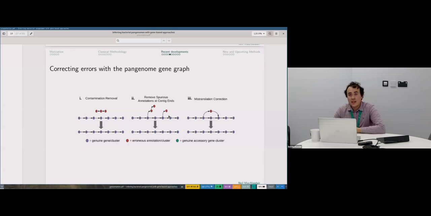For the error correction, one of the easiest things to look for is contaminant sequences, because these will often be isolated on the gene graph. They don't connect to anything. They'll be found in a single isolate, and they're like their own subgraph, distant from the rest of the isolates, with no connections in nucleotide sequence. So we just delete those because they're very obviously contamination. The other thing we look for is genes at the ends of contigs that are not connected to anything else in the gene graph and don't have population level support, and we simply delete those as well.